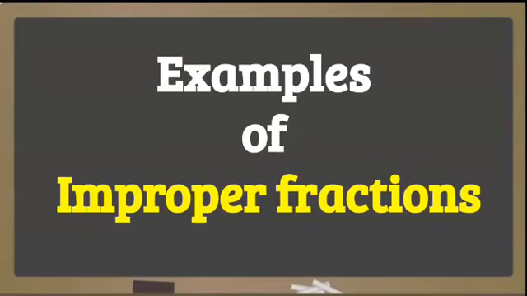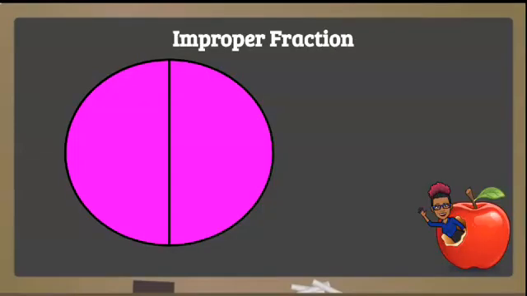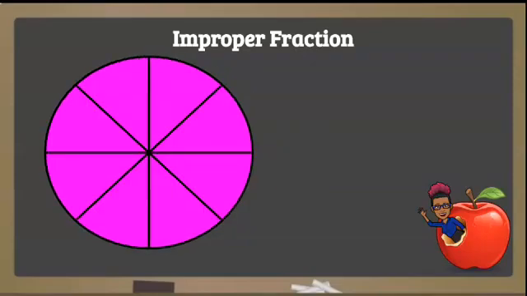Now examples of improper fractions. So here's our first example, 2/2. So that will give us a whole. Here we have 8/8. This is also an improper fraction. It represents the whole.